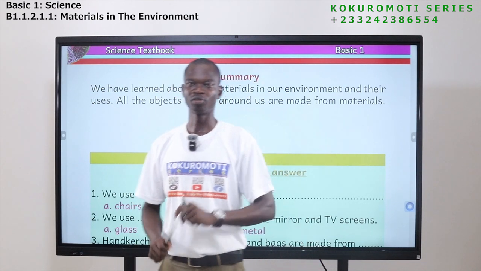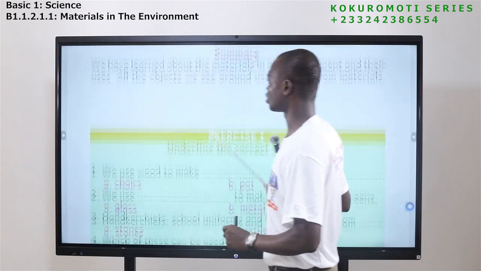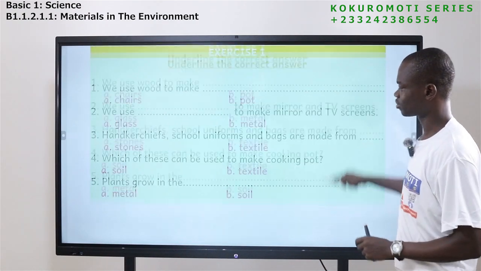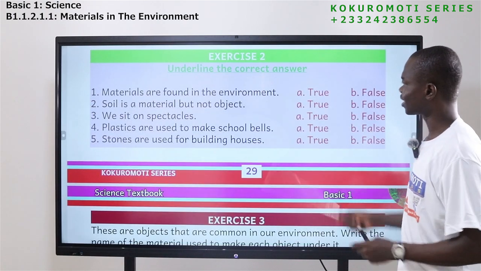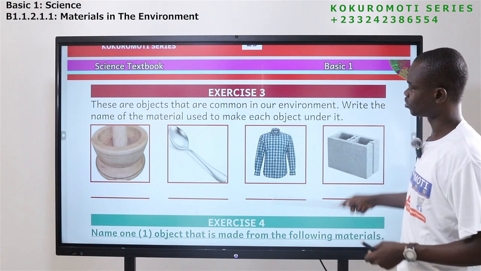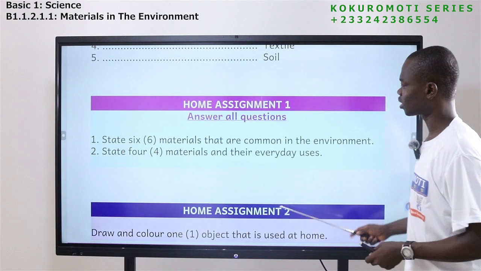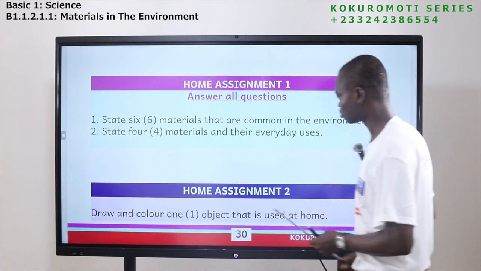But before we close everything, let's try to look at the questions or exercises. We have exercise 1, 5 questions. Exercise 2, 5 questions, that is true or false. Exercise 3. So another one, exercise 4. We have home assignment 1, home assignment 2. The home assignment 2, let's read.